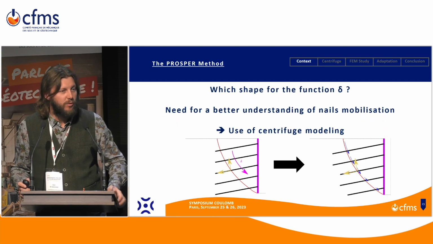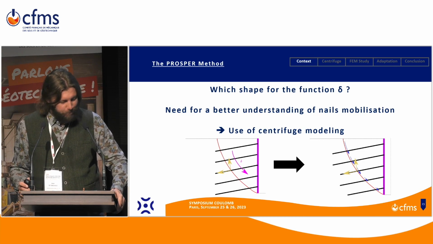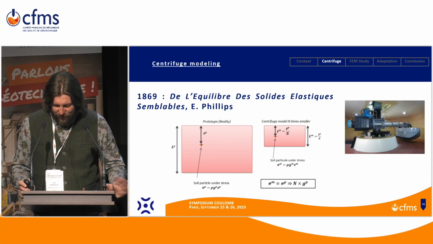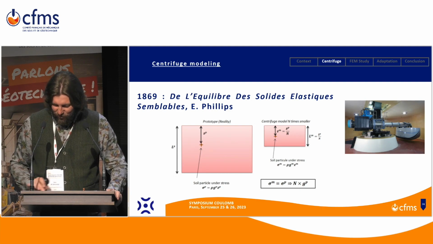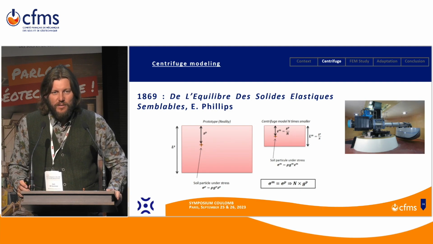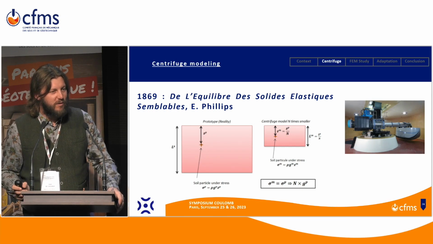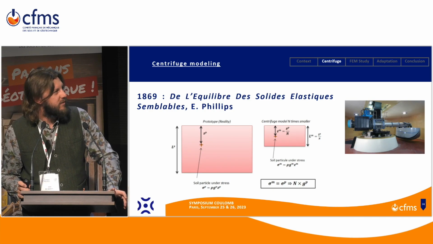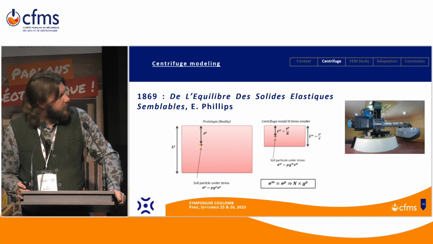So how did we proceed? The first idea was to use centrifuge modeling. Here also I will just give a very short history, because we talk about centrifuge modeling, but we maybe sometimes do not know what the main principle of it is and where it comes from. So the idea is quite old. It's described in 1869 by Edward Phillips.